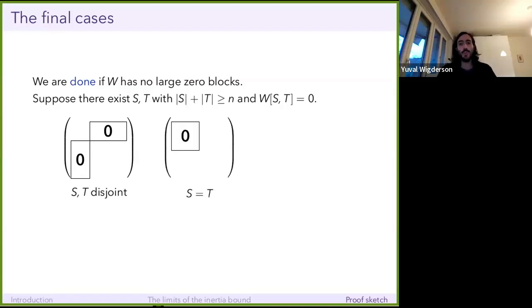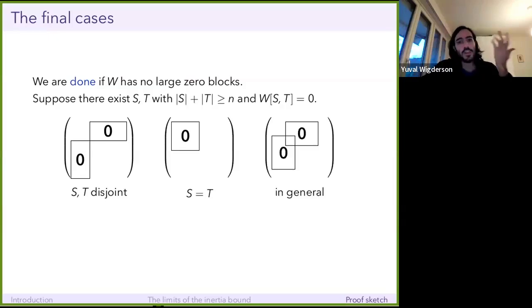At the other extreme, you might have that S equals T. So in that case, you'll just have a submatrix of size at least n over 2, a principal submatrix, which is all zeros. And the general case is basically somewhere between these two cases, where S and T intersect in some way, and then it looks something like this. If you look at these pictures, you can start to get a sense of what's going to happen.